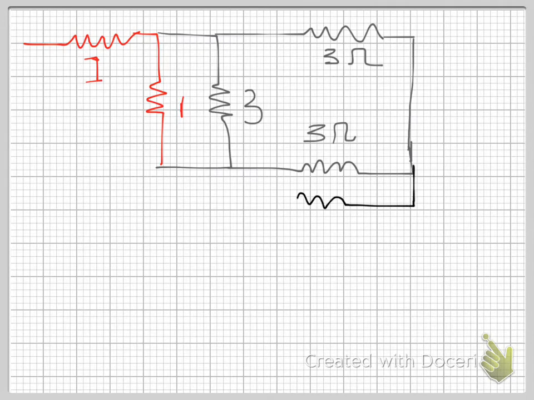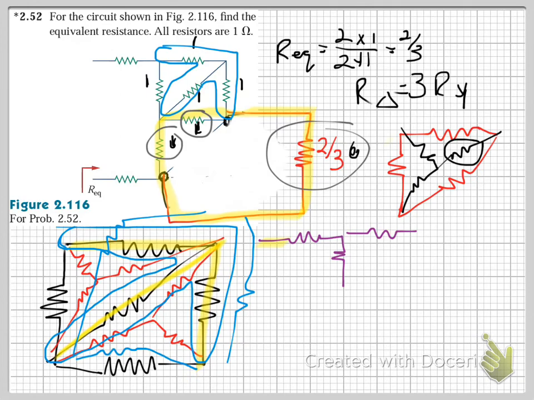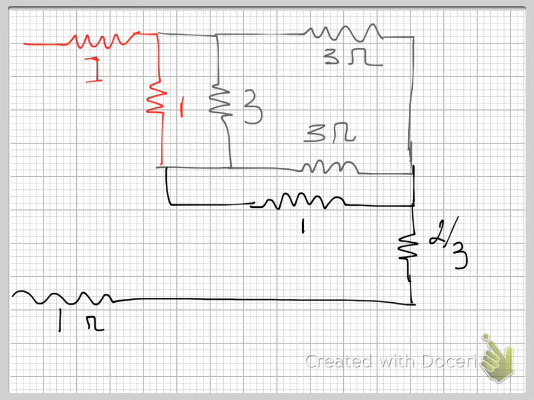So in all of this, we have our 1 ohm here, which is connected to here. Then we've got our 2/3 ohms there. And we had a 1 ohm there. And then didn't we have one more ohm here? Yeah, we had an ohm there. We have an ohm there.